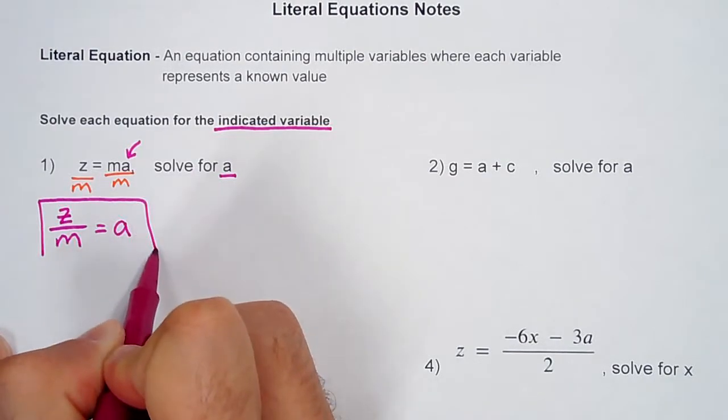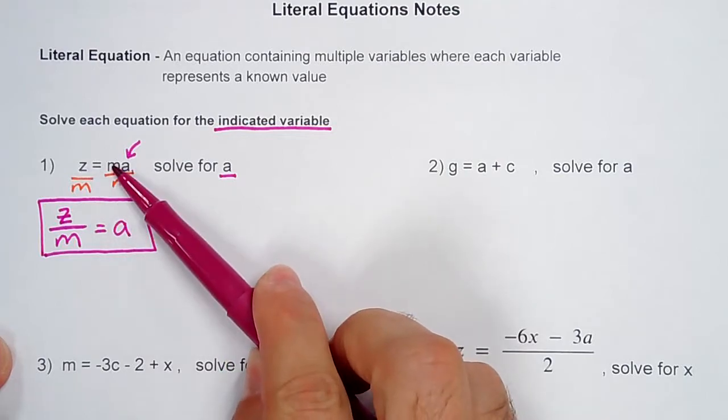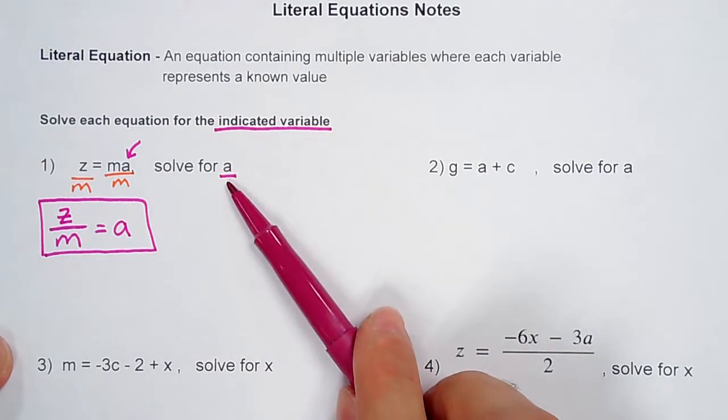And what we have just done is we've taken an equation that was solved for z, and we've transformed it into an equation that is now solved for a, which we wanted.